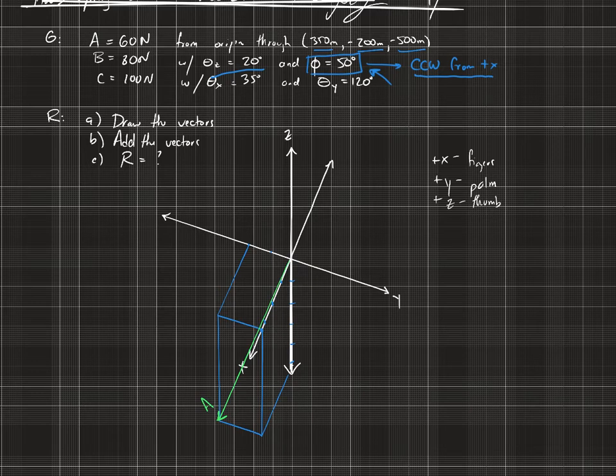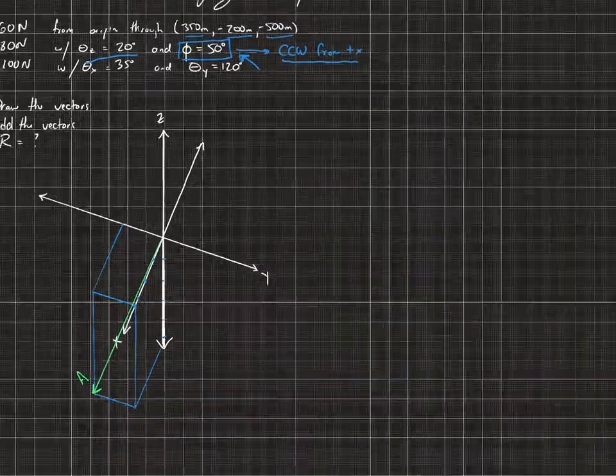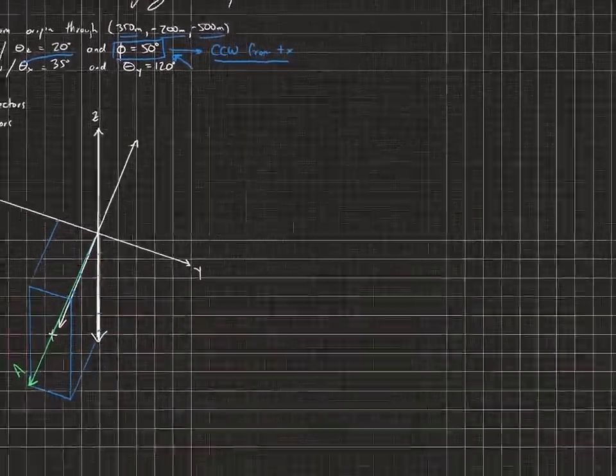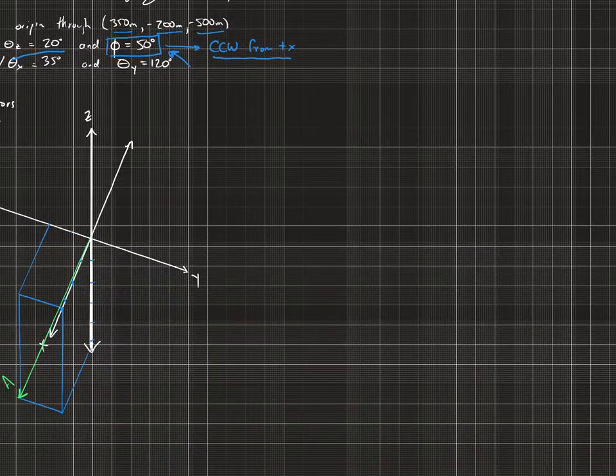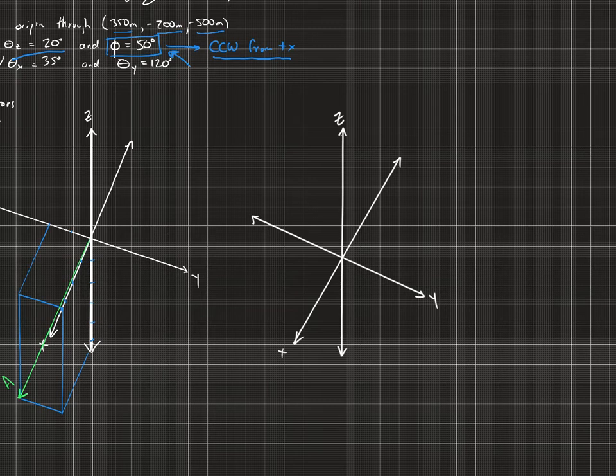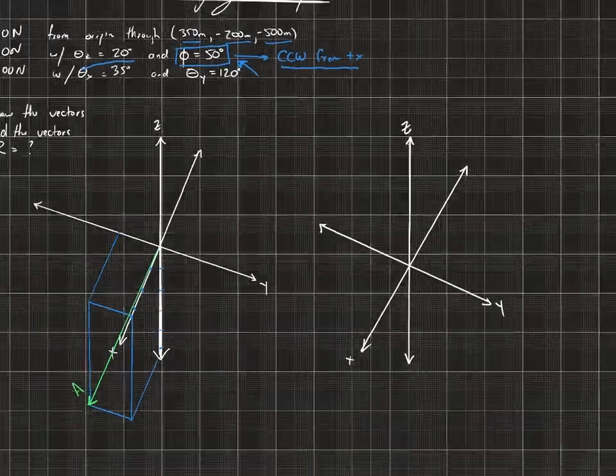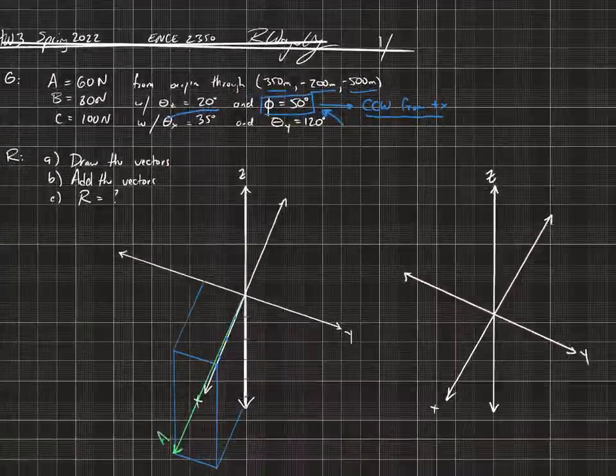Actually, yeah, let's do this on a separate thing, just so we can have all three of them separate. Okay, so that's A. Let's do B right over here. It can be nice to have them all on one diagram, because it helps you visualize what the net effect of all three is. But it can also create crowding.